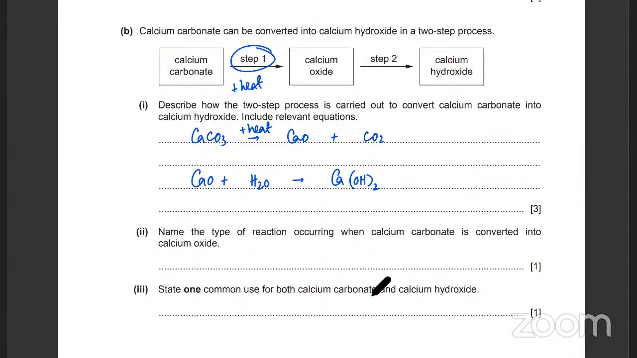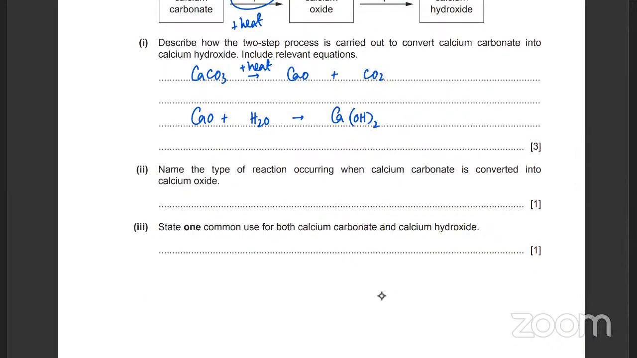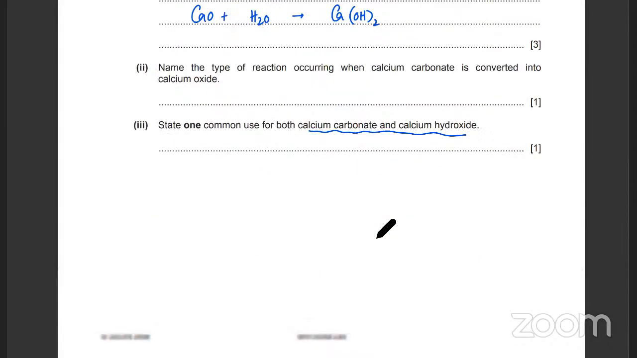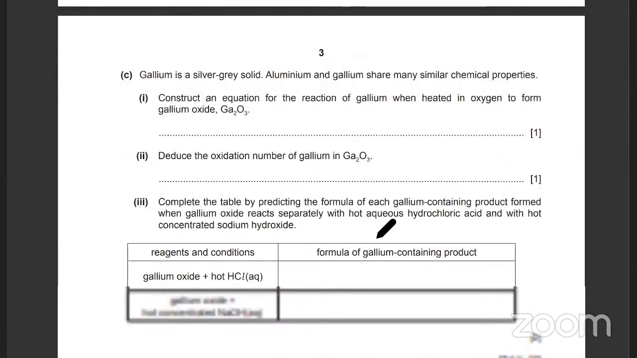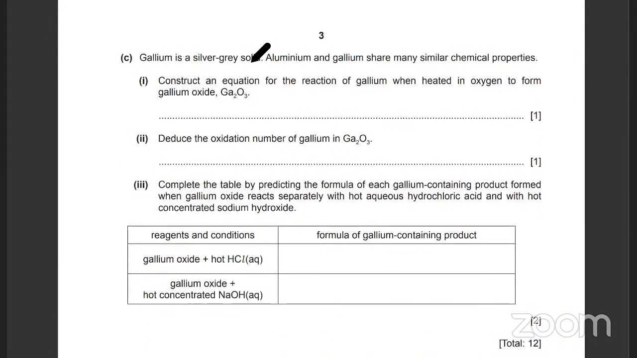Next part: state 1 common use of calcium carbonate and calcium hydroxide. What are they used in? To neutralize acidic soil, because that's the main one. And the next one is that you've got a gray silver solid, aluminium and gallium. So if you have this question, you're basically talking not about gallium, but about aluminium.